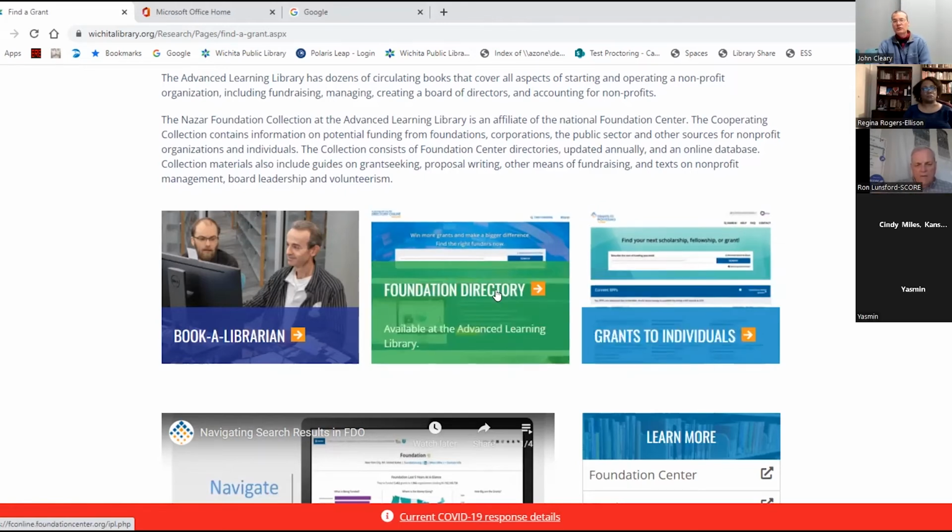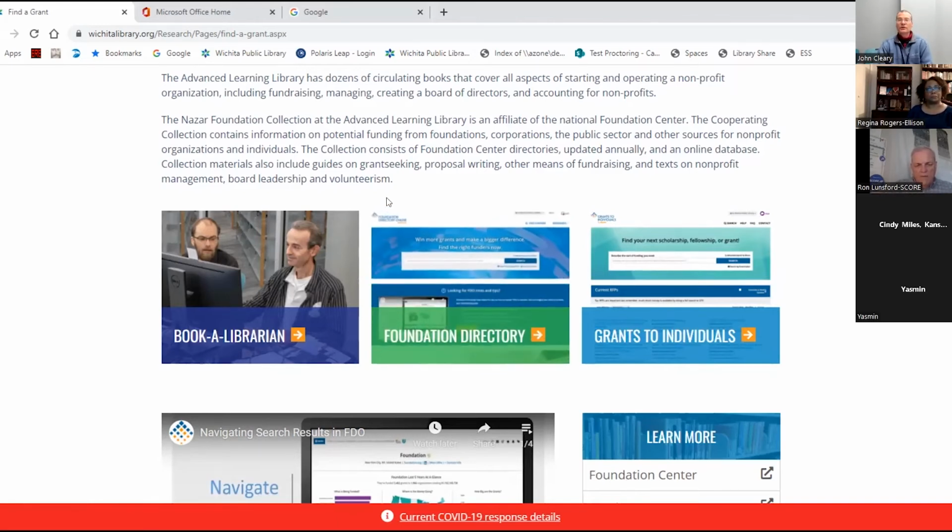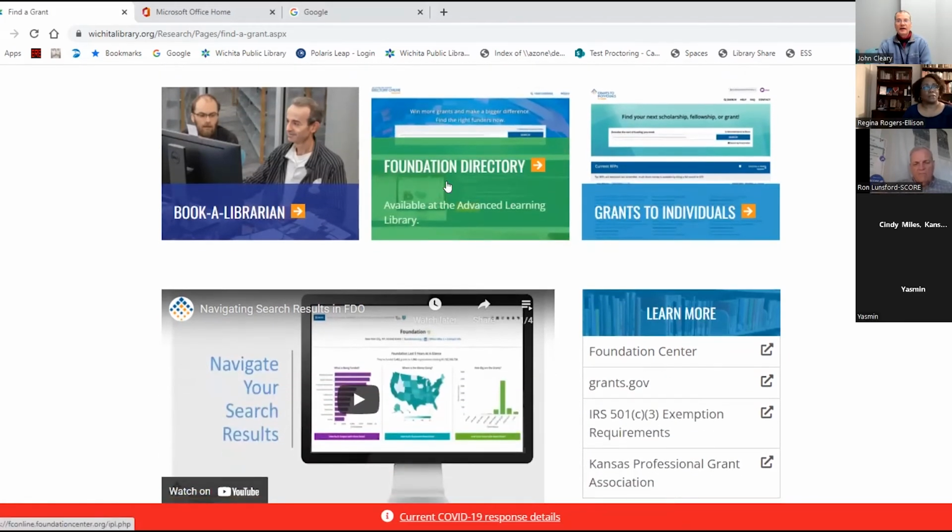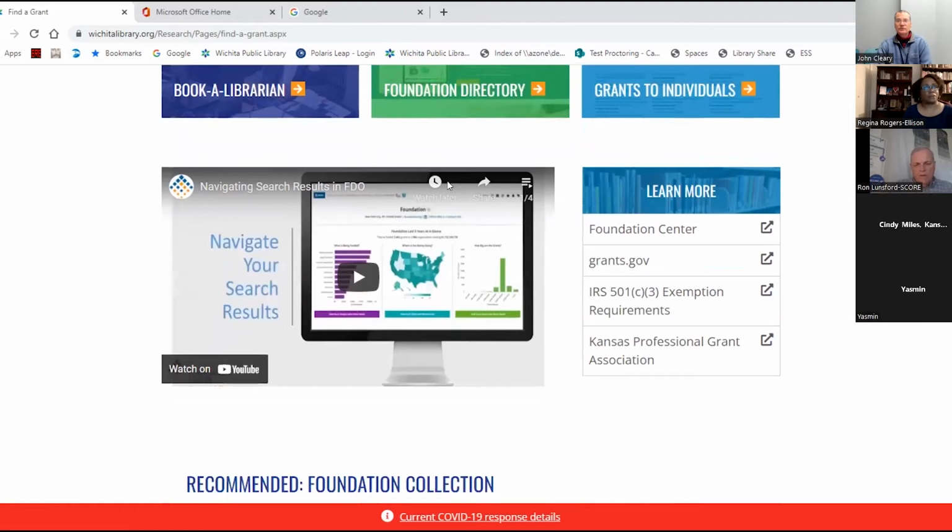The Foundation Directory Online focuses specifically on 501c3 nonprofits. So generally you will need to have your nonprofit status set up in order to apply for those foundation grants. The print materials also cover things on grant seeking, proposal writing, other means of fundraising, and text on nonprofit management, board leadership, and volunteerism. There's a couple of other links I'd like to show you about.